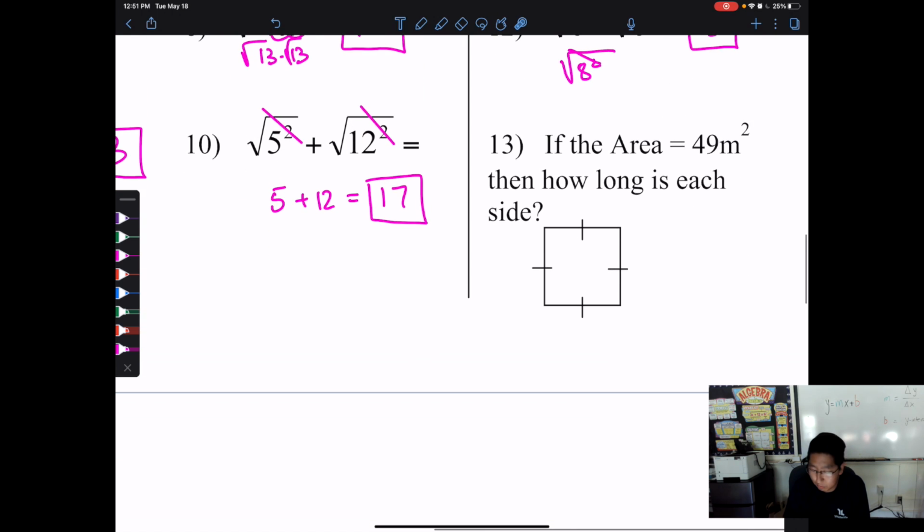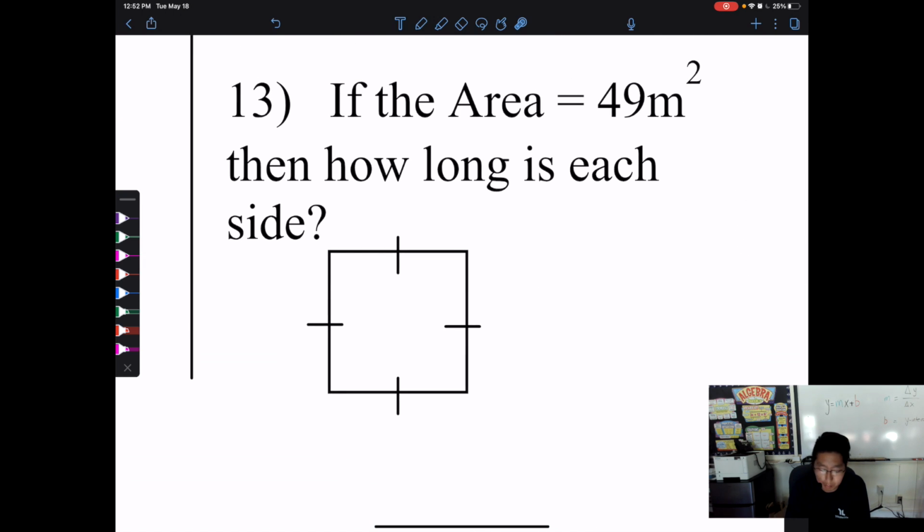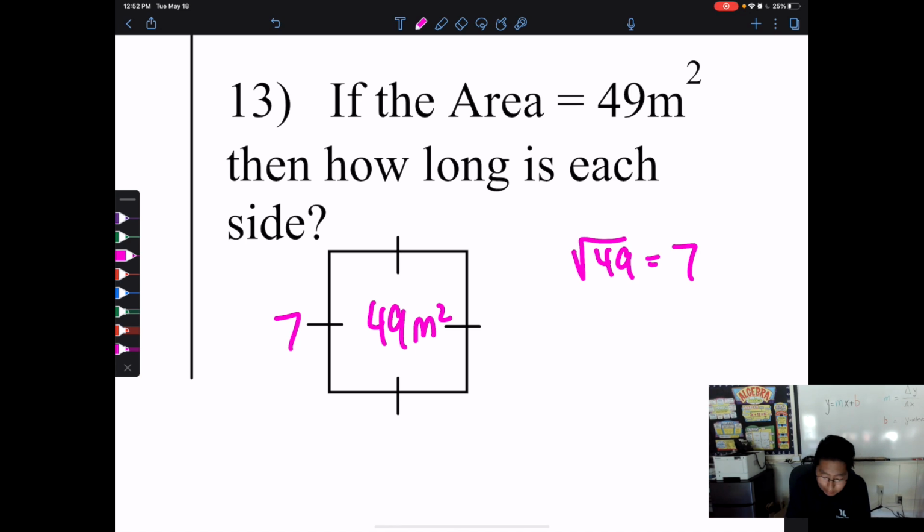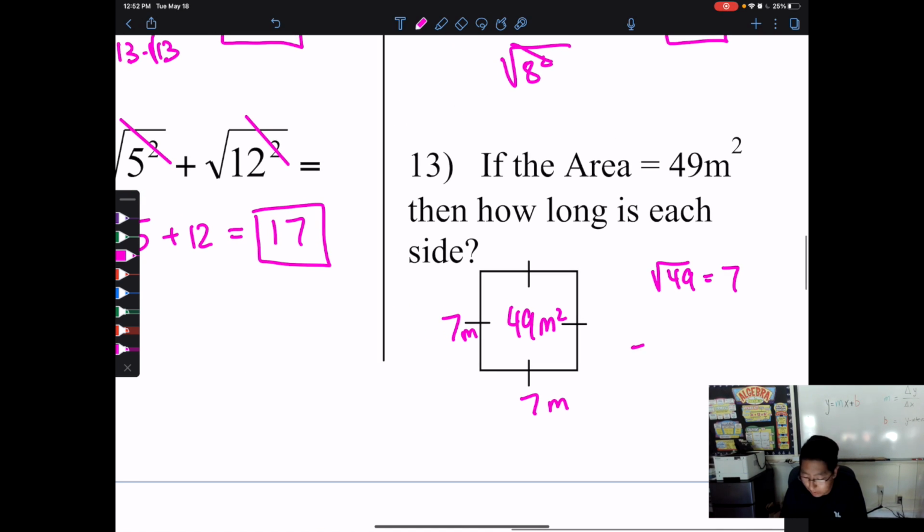Last one on our notes, and I am moving pretty quickly, so you can pause whenever you want. Here the area is 49 meters squared. Well, how do you find the area? It's base times height. If this is a square, the numbers have to be the same. So the square root of 49 is 7. So that tells us that we have 7 meters and 7 meters. So how long is each side? 7 meters long. That's our answer here.